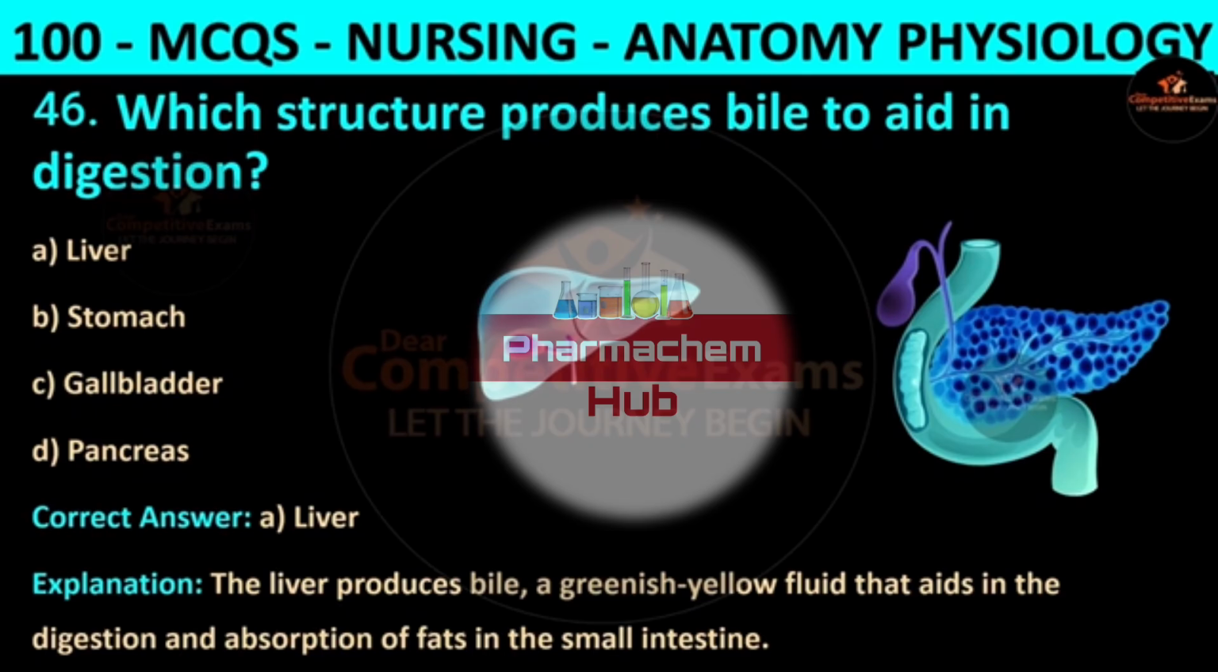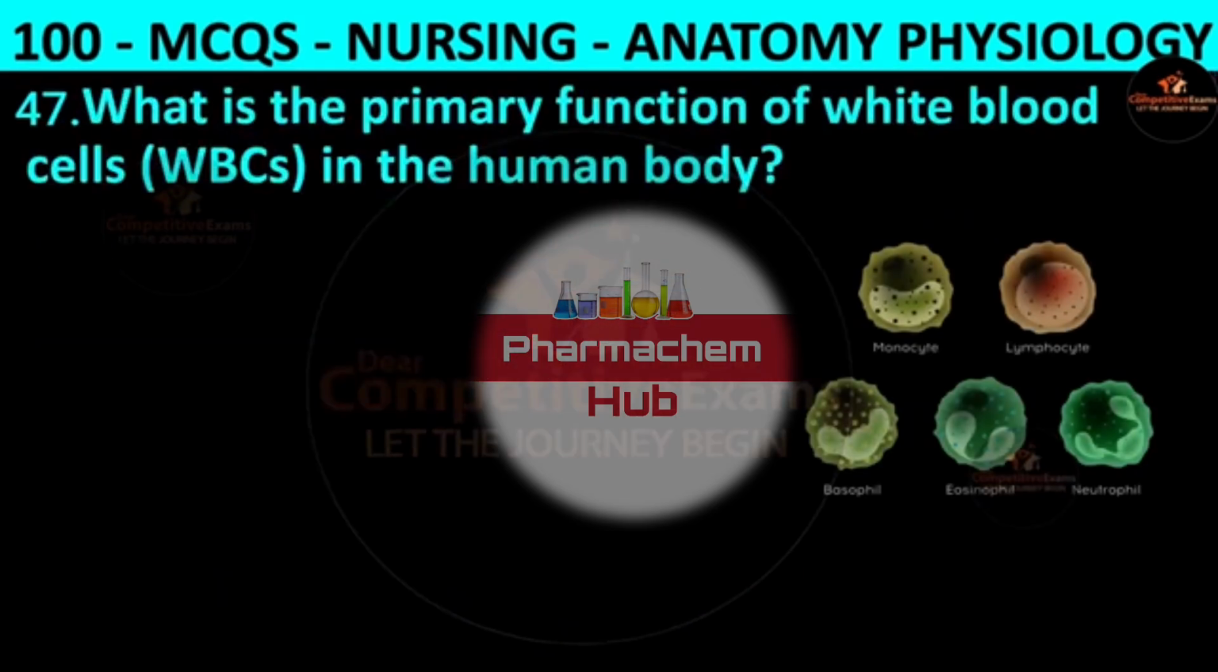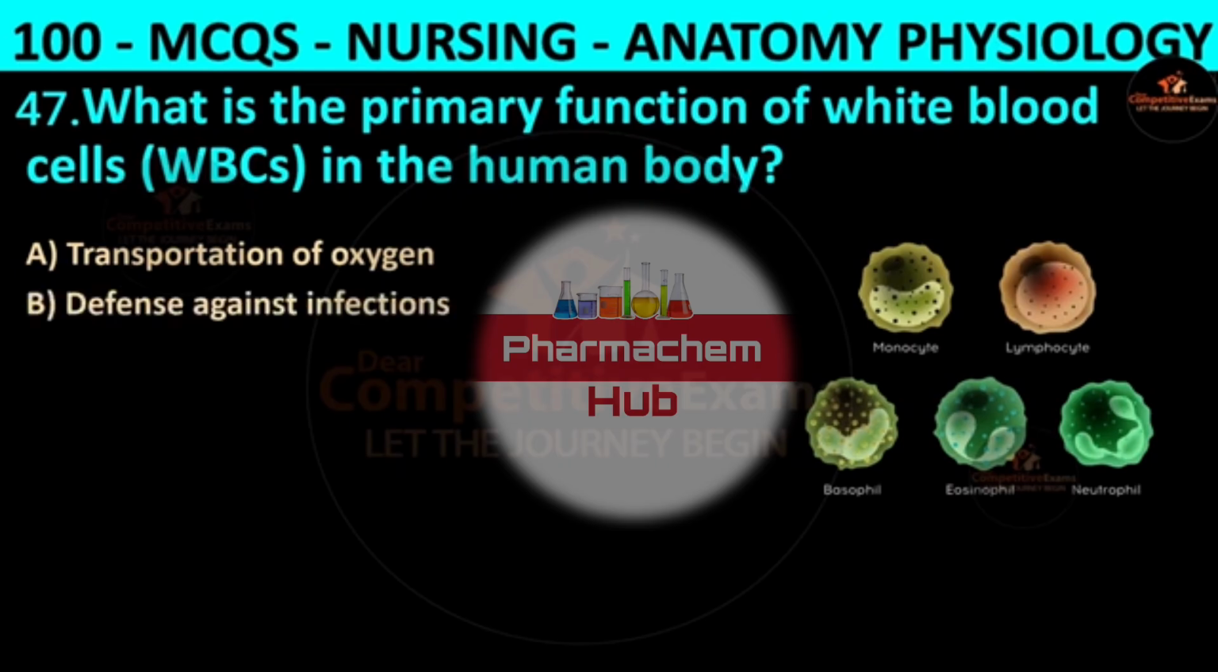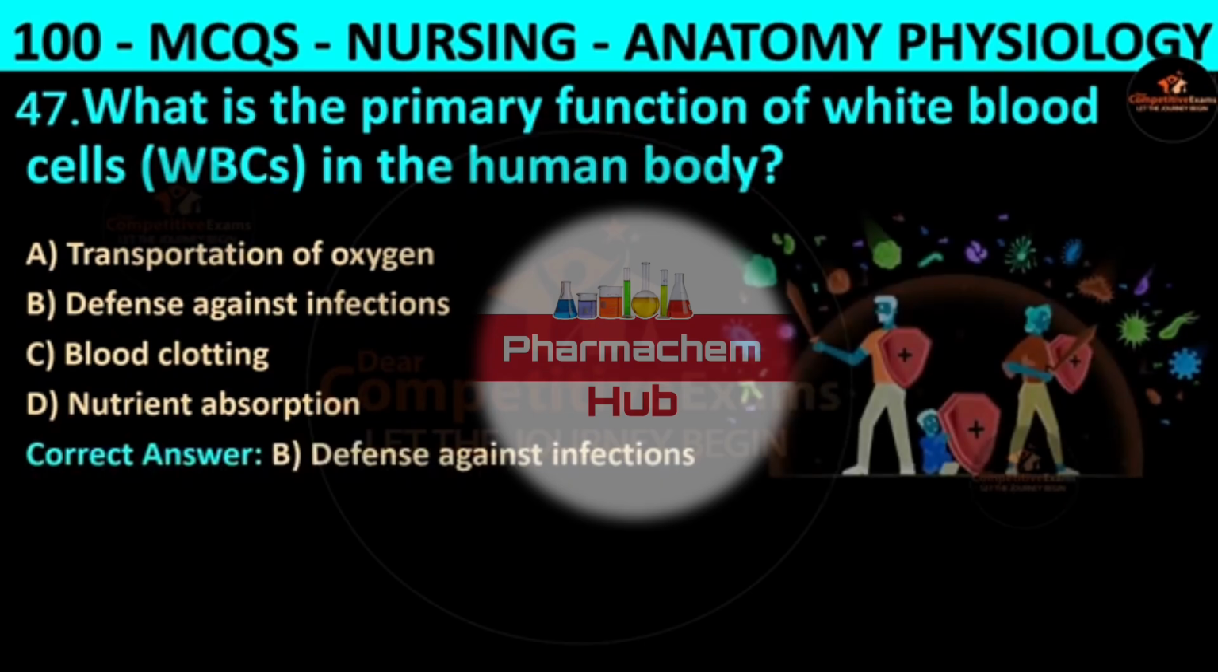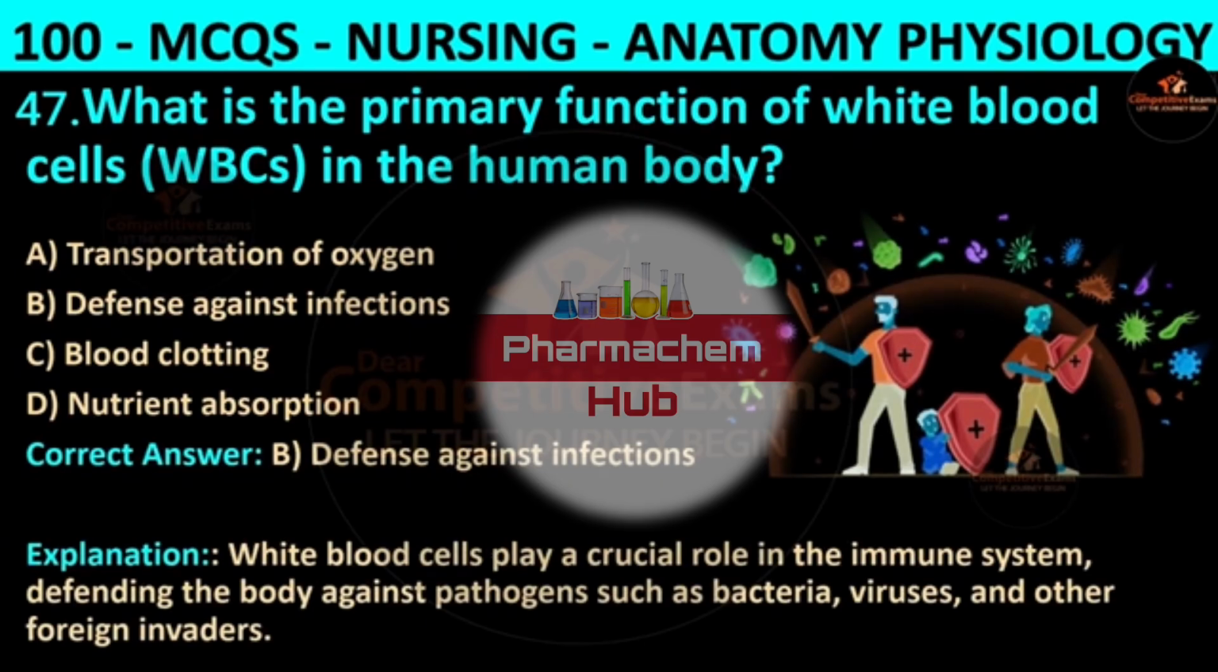Question number 47. What is the primary function of white blood cells, WBCs, in the human body? Your options are transportation of oxygen, defense against infections, blood clotting, or nutrient absorption. The correct answer is B, that is defense against infections. White blood cells play a crucial role in the immune system, defending the body against pathogens such as bacteria, viruses, and other foreign invaders.